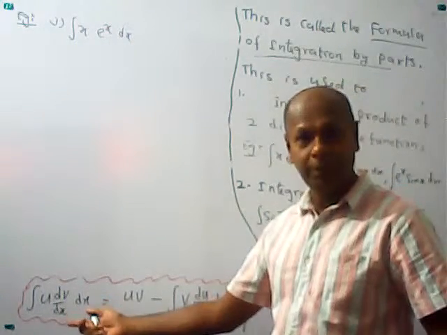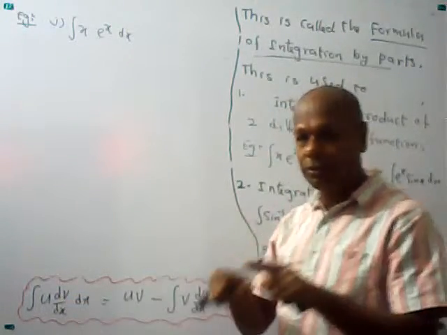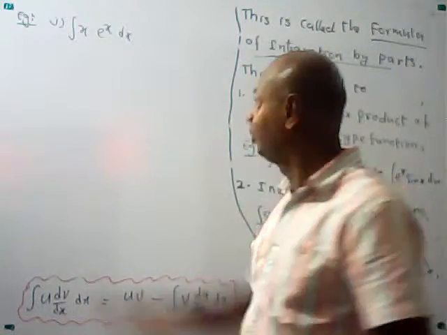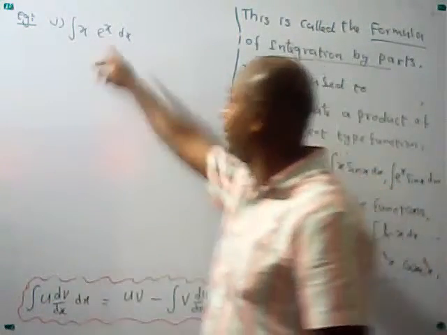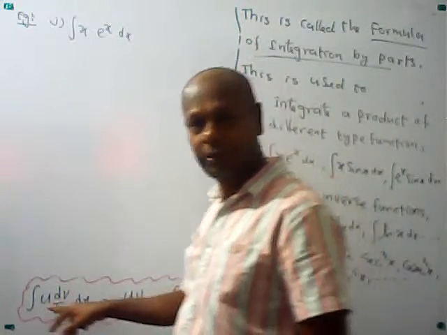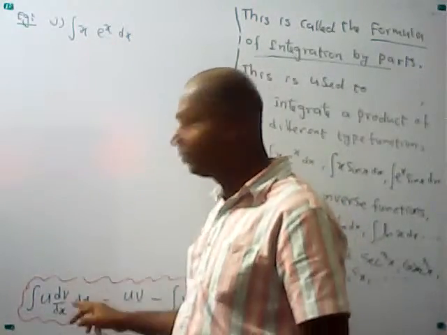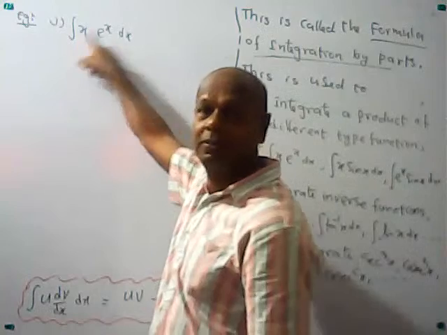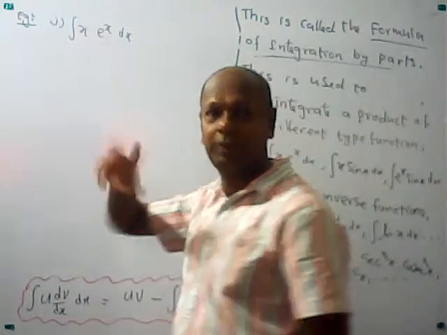Right, now we are going to use the formula to integrate this. To use the formula, we have to match this with the formula and identify things properly. One of these you have to take as u, and the other you have to take as dv by dx. So there are two ways. You can take this as u and this as dv by dx, or this as dv by dx and this as u. There are two options.